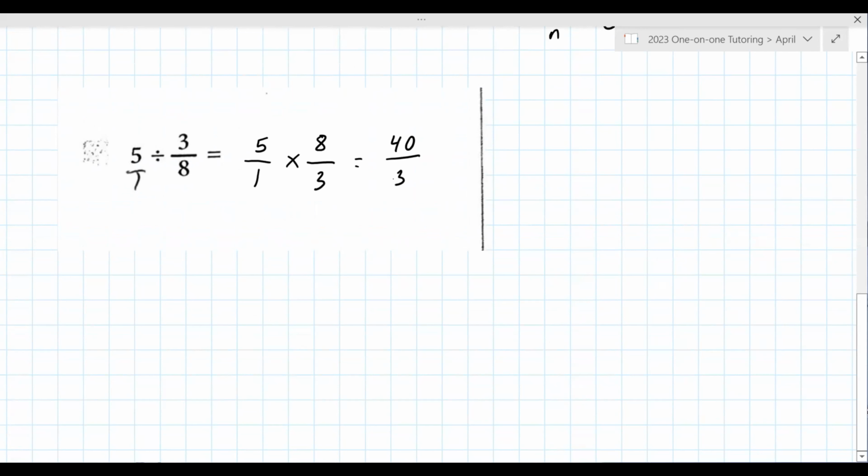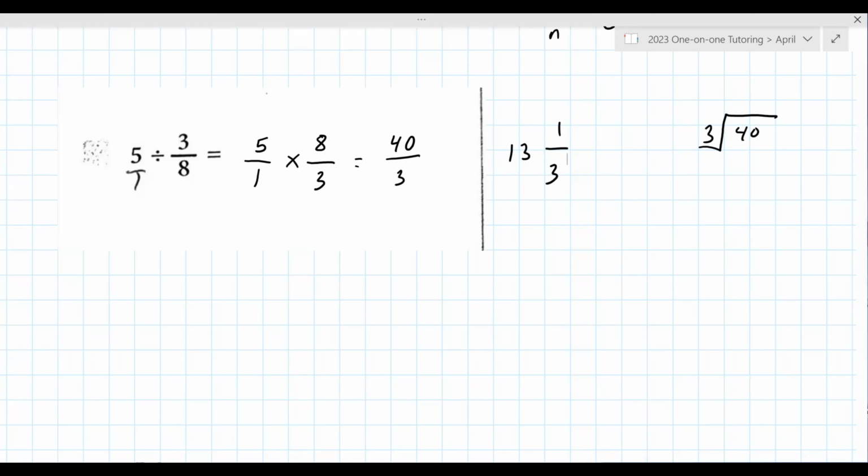This one, though, you do have to write as an improper fraction. And so that would be 3 going into 40. So 39. Okay. So that's as close as you can get. So that would be 13 and 1/3. Yes, very good.